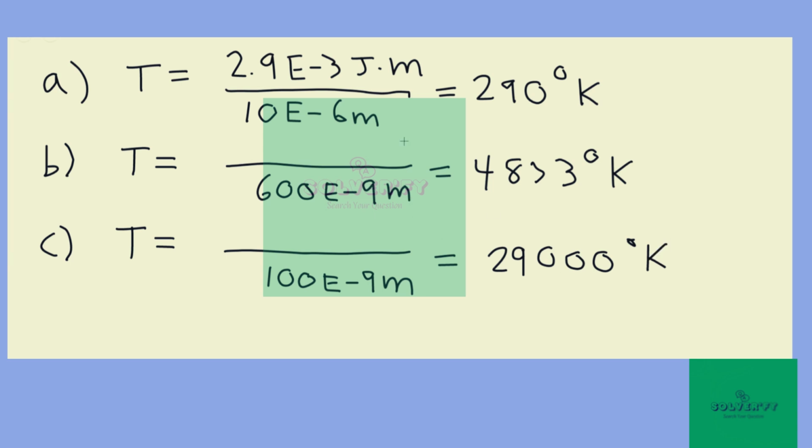And that's it. We see that in order to be producing light at increasingly small wavelengths, we need to have something much, much hotter.